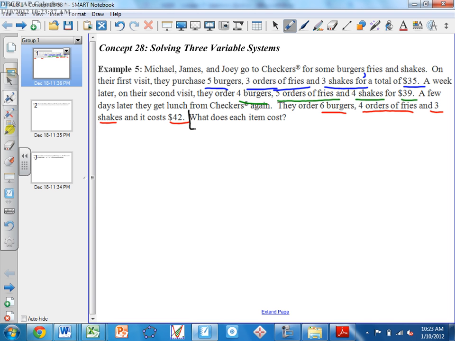Okay, now watch what I did. Here's what I did on purpose. I used different colors for each scenario, and then I boxed in black the question he asked.